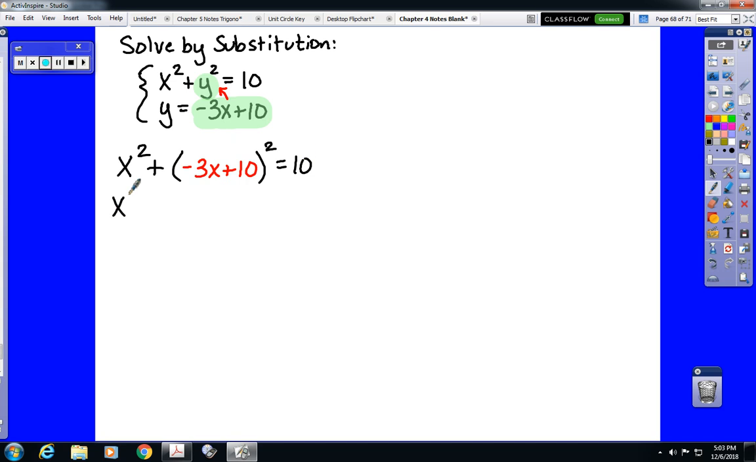So we are going to multiply that out. Now we have to remember that when we square something, that means it is being multiplied times itself. So what that really says is negative 3x plus 10 times negative 3x plus 10. We're only going to be working on the blue portion of this equation for the moment, because we need to simplify this before we can do anything with x squared or 10. So we're just going to bring that x squared down. We're not going to do anything with that.